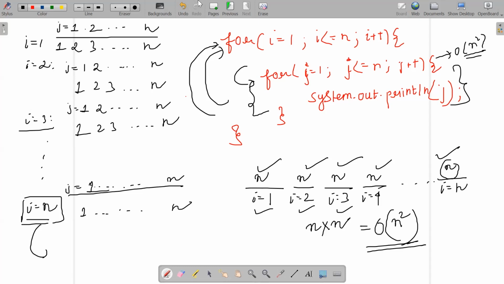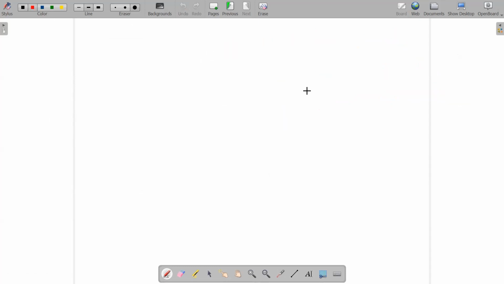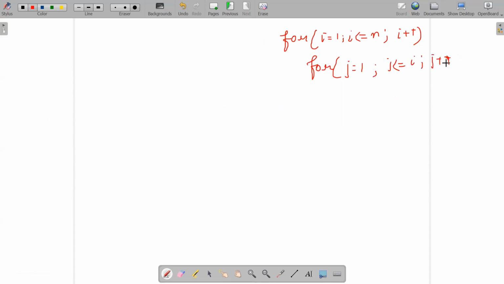Okay. This is a simpler one. Let's take a slightly different one from here. Suppose you're having a loop like this: for I that starts from 1, I less than or equal to N, I plus plus. Let's have another loop for J that starts from 1, J less than or equal to I, J plus plus. And here you can do any task, like print or do anything. Tell me, this time, how many times is your loop running exactly? My concern is how many times my loop is running.